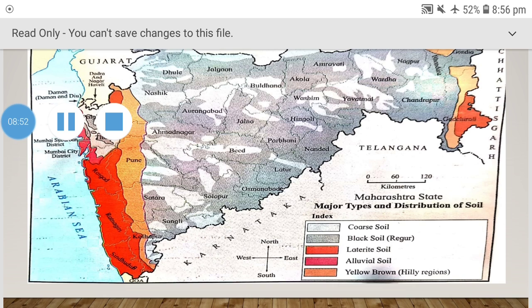Okay. Now there are different types. That is what we studied: major types of soils. We will get information in detail in the next lecture.